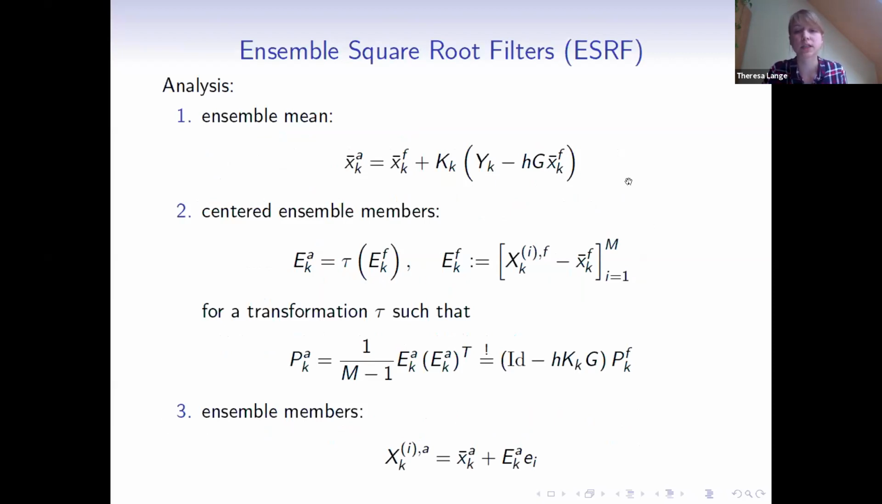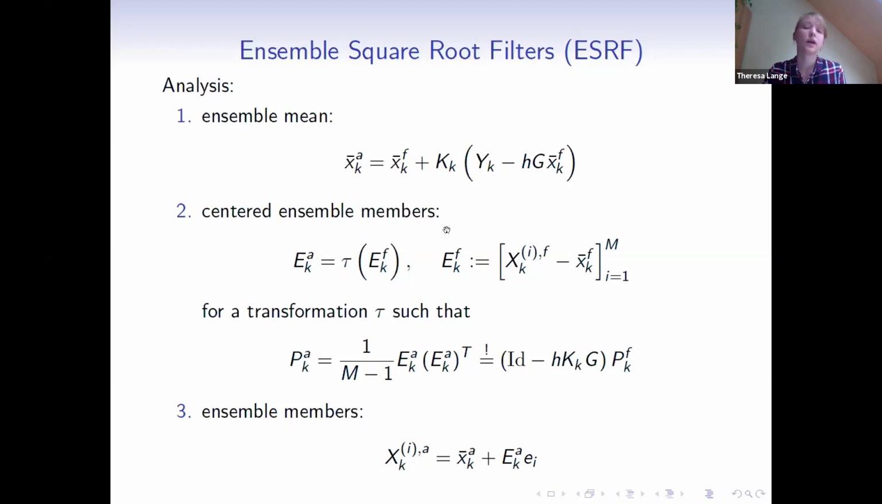And I present to you here the algorithmic equations in the linear observation case for clarity. So what ensemble square root filters do is that in the update step, they propagate both estimates in such a way that they directly satisfy the Kalman filtering equations and then form the ensemble members. So in the first step, the ensemble mean is put into the update equation coming from the Kalman filter to obtain a new analyzed ensemble mean.